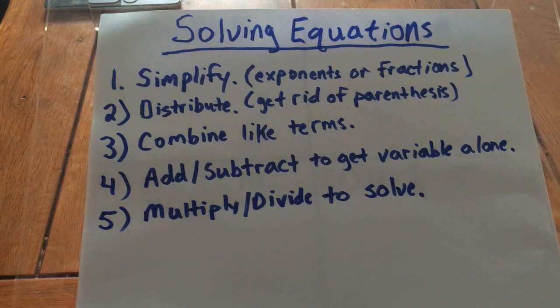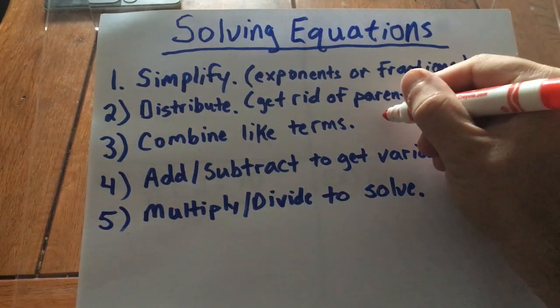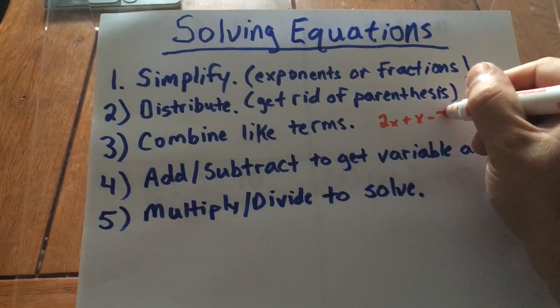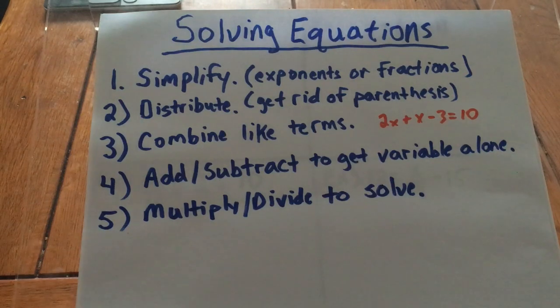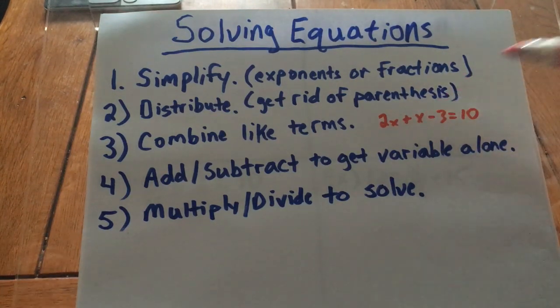The third step would be to combine any like terms. An example would be if you had 2x plus x minus 3 equal to 10. If you had an equation like that, 2x and x are like terms. We want to combine them. We want one of each type of term on either side of the equation before we start trying to move things across the equal sign.